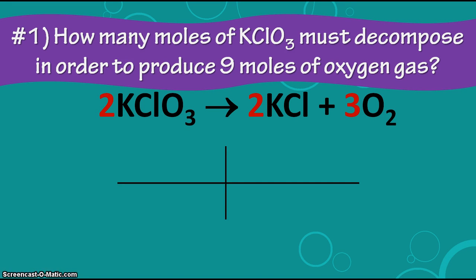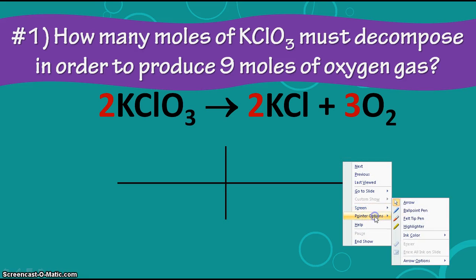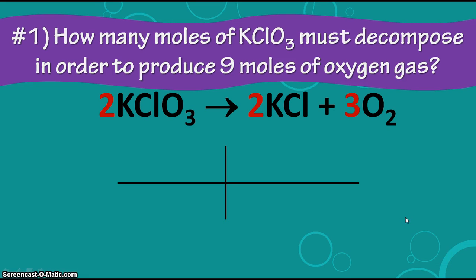You can see we have a 2 to 2 to 3 ratio. Now in this case, we really only care about two substances. That's KClO3, which is here, and oxygen, which is here. So we know we're going to use this 2 to 3 ratio as our conversion factor to switch from substance A, oxygen in this case, to substance B, KClO3.